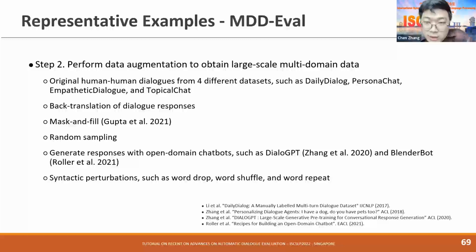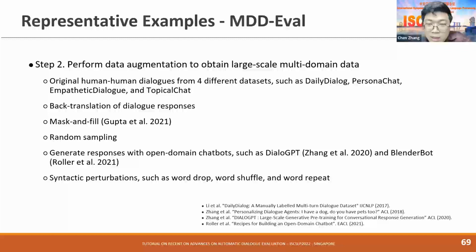Step two is to perform data augmentation to obtain large scale multi-domain data. Here is the list of strategies. Firstly, in order to perform data augmentation, we need the source data. For source data, we sample dialogue contexts and responses from human dialogues from the four previously mentioned datasets, like DailyDialog, PersonaChat, Empathetic Dialogues, and Topical Chat. After that, we can do back translation of the dialogue response to obtain positive samples. We can also do a mask-and-fill strategy. This means that we randomly mask some words in the response, and then use a masked language model to predict the words, to auto-denoise the response.